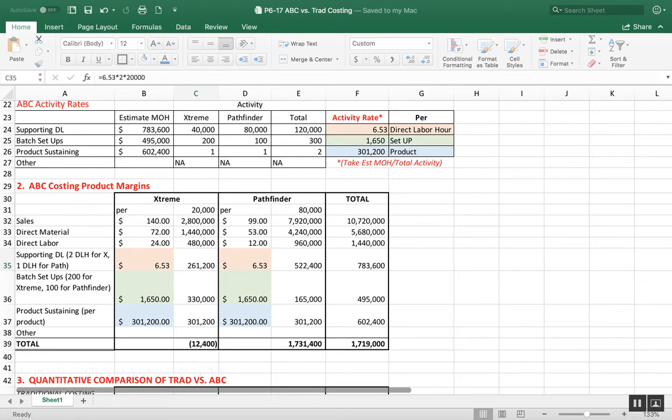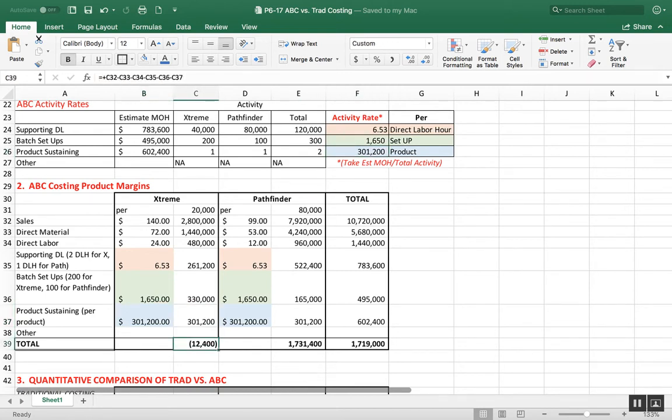Batch setups, again, there were 200 for the Extreme and 100 for the Pathfinder. So here's my 200 and my 100, okay? That's 1,650 times 200 different batch setups gives me $330,000. And then there's just one product called Extreme, so that's simply the per product charge one time, which is the 301.